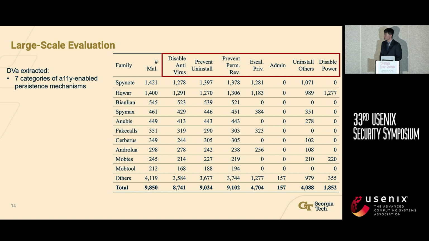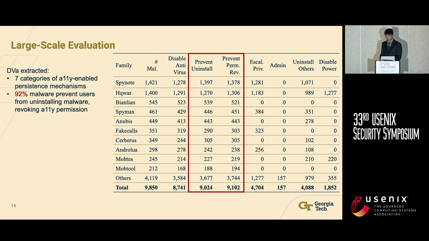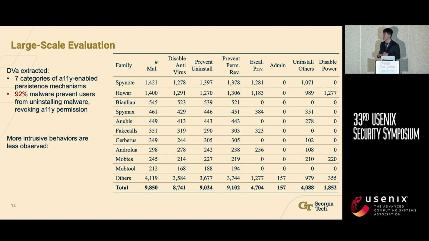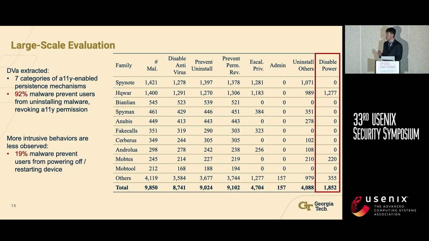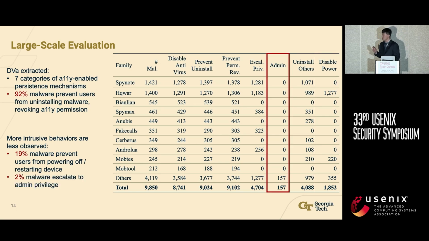Diva also extracted 7 categories of ally-enabled persistence mechanisms. 92% of malware prevent users from uninstalling the malware or revoking the ally permission. Diva also observed some more intrusive behaviors, but they are less common. For example, only 19% of malware prevent users from powering off or restarting their device, and only 2% of malware escalate to admin privilege using ally.